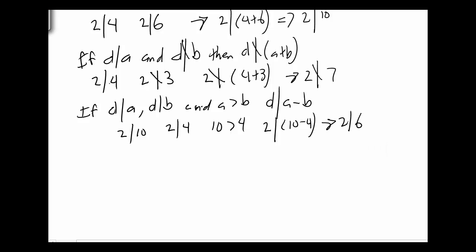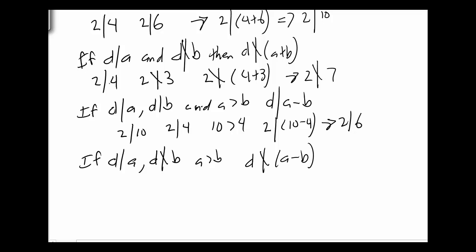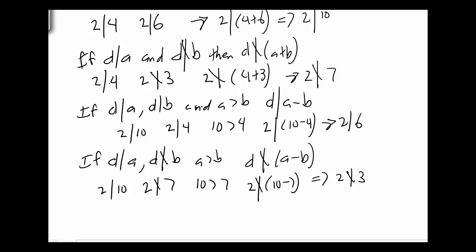Alright, let's do a couple more here. So d divides into a. d does not divide into b. And a is still greater than b. So what that says is that it doesn't divide into the difference. Alright, so let's come up with two numbers here. 2 goes into 10. 2 does not go into 7. And clearly 10 is bigger than 7. So what that says is 2 would not go into 10 minus 7. And that means that 2 would not go into 3, which is, again, a correct statement.